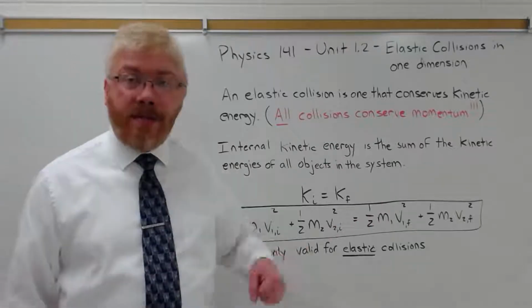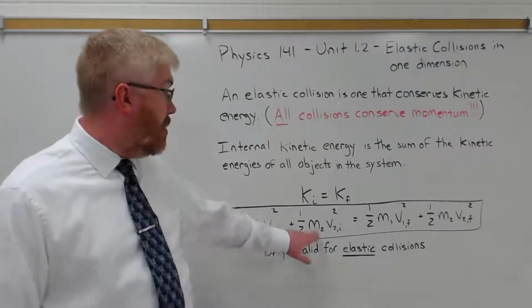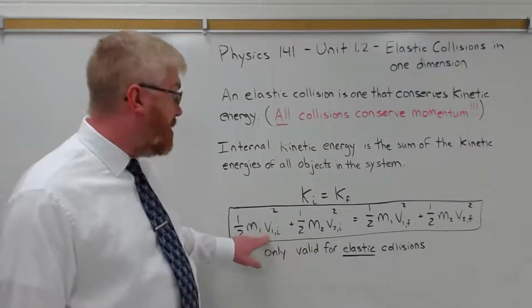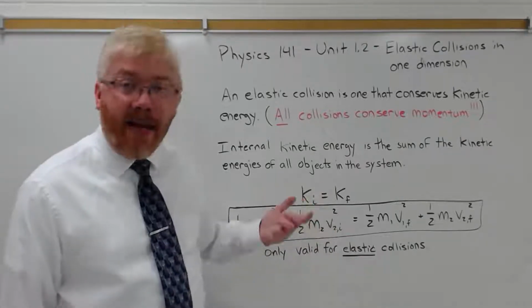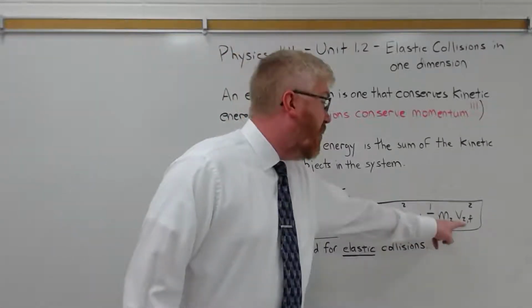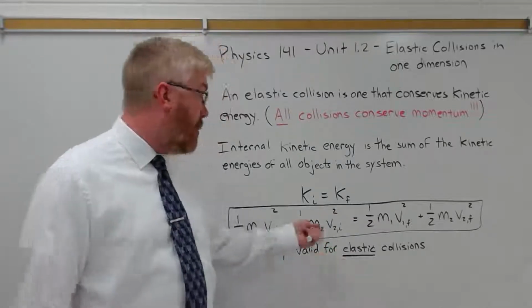There are four unknowns here, right? We don't know what the mass of object 1 is, perhaps. We don't know what the mass of object 2 is. We don't know the initial velocity of object 1. We don't know the initial velocity of object 2. That's just four unknowns in the beginning. And then there are two additional unknowns at the end, the final velocities of object 1 and 2. So that's a total of 6 unknowns in that equation.